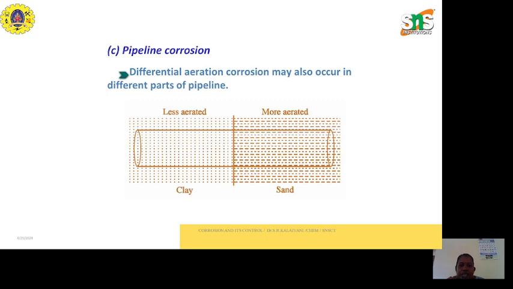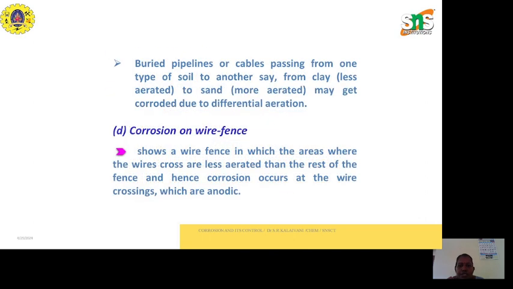Third one is pipeline corrosion. Differential aeration corrosion may also occur in different parts of the pipeline. Less aerated part, then more aerated part. So less aerated part, that means clay area. More aerated part, sand area. So less aerated acts as a cathode. More aerated acts as an anode. So the more aerated part undergoes corrosion process.